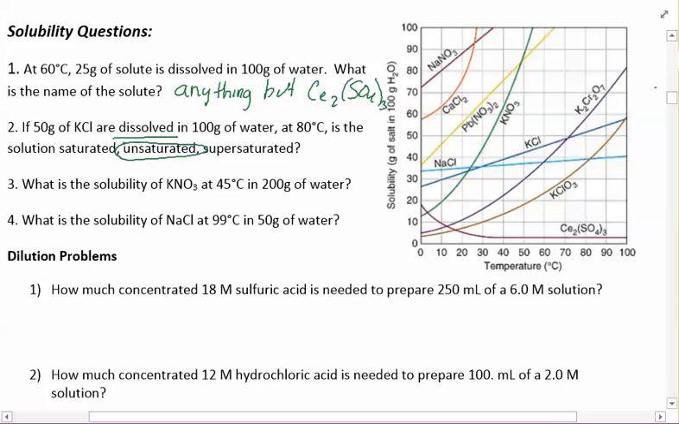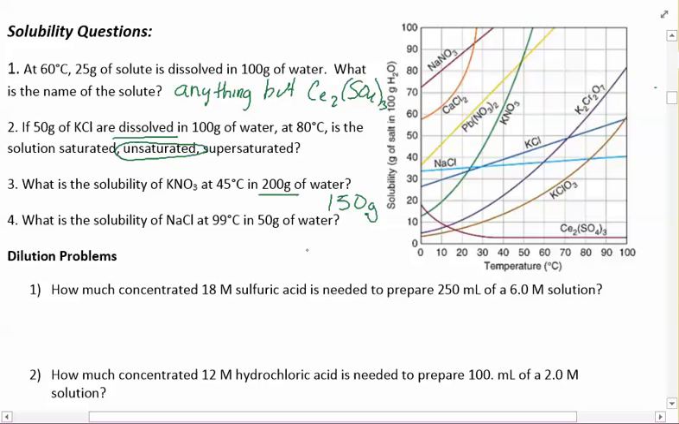What is the solubility of KNO3 at 45 degrees Celsius in 200 grams of water? So 45 degrees Celsius, we would find that on the graph of KNO3. It looks to be about 75 grams, but keep in mind that's for 100 grams of water, so we're going to have to double it. We're going to multiply it by 2 and we'll end up with 150 grams. Generally speaking, these questions are multiple choice, so sig figs aren't really an issue here, but if we wanted to make sig figs accurate, we would have to put a decimal place.